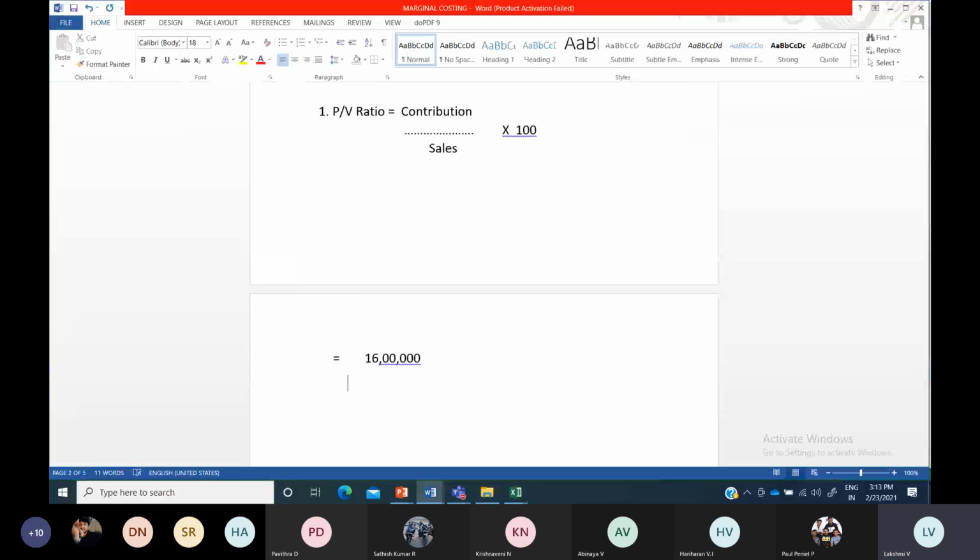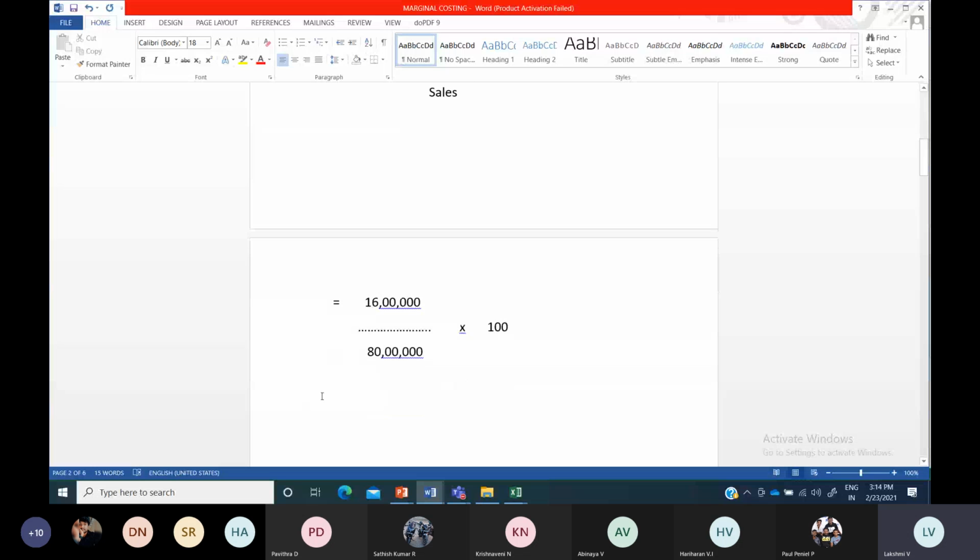16 lakh divided by 80 lakh into 100. Okay, you can find out the percentage. So PV ratio will always be expressed in percentage only. So just find out how much percentage you are getting. 20%, I think so. You also just verify.